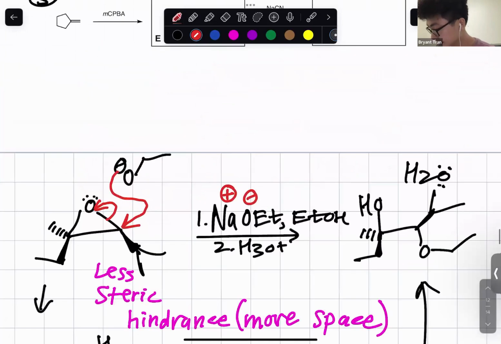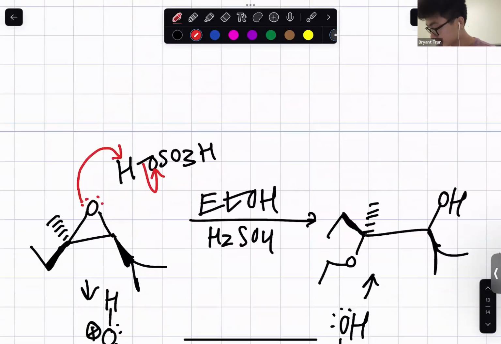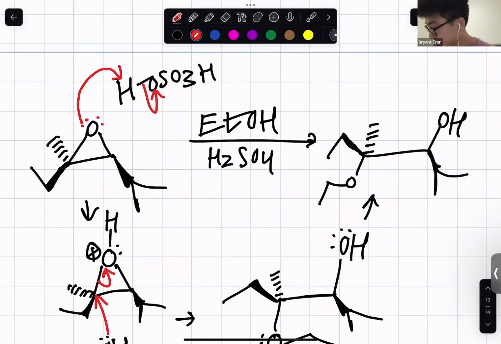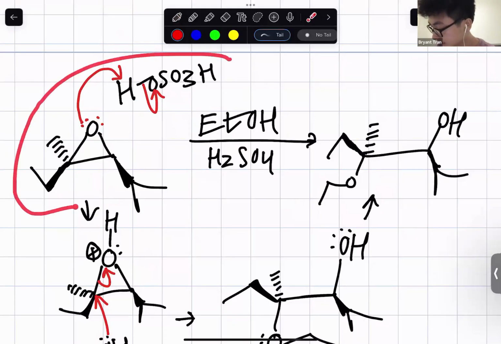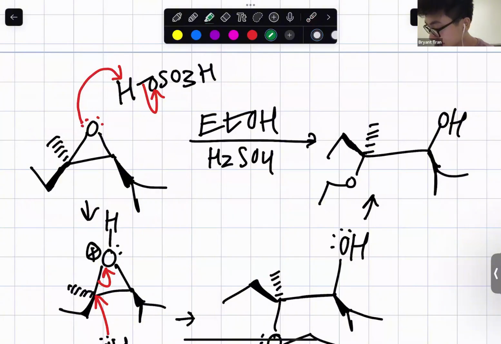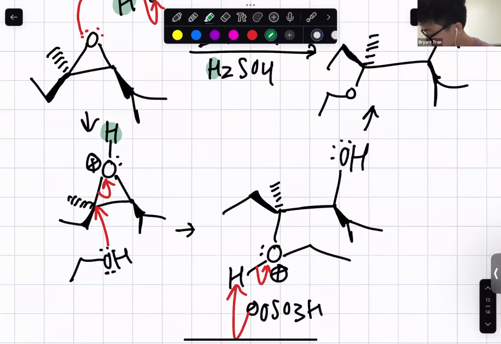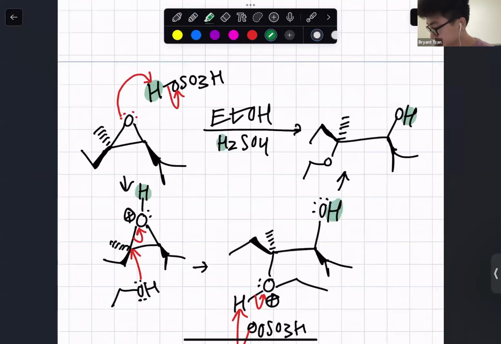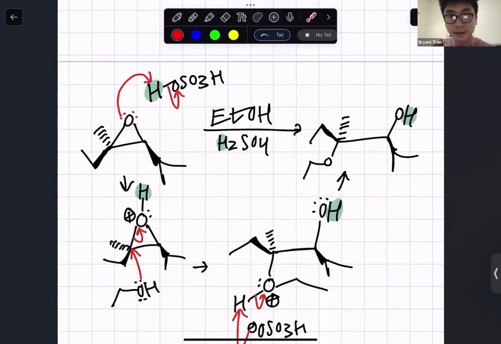And we can look back at the mechanism that we did over here in acidic conditions, right? Notice how the very first step of the mechanism is that the oxygen grabs a hydrogen from the acid. Let's say this is the hydrogen of the acid right here, H2SO4. That's where this oxygen gains its hydrogen, gains its proton, right?